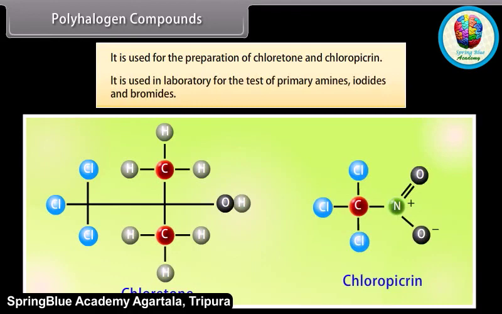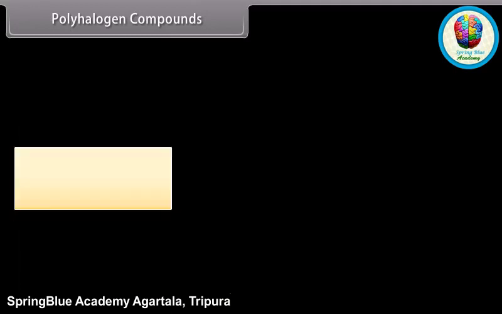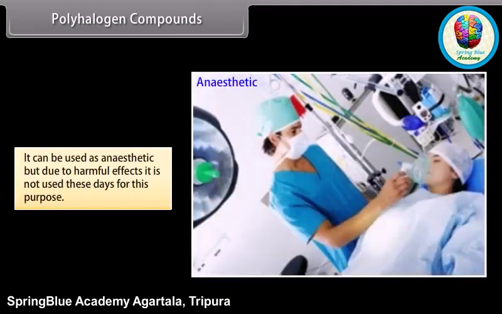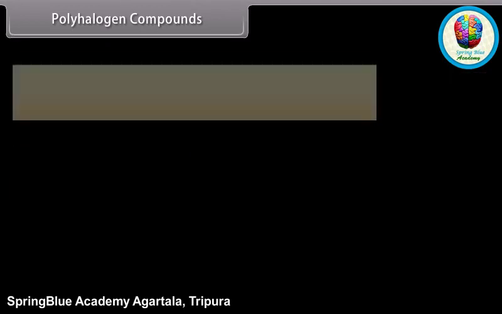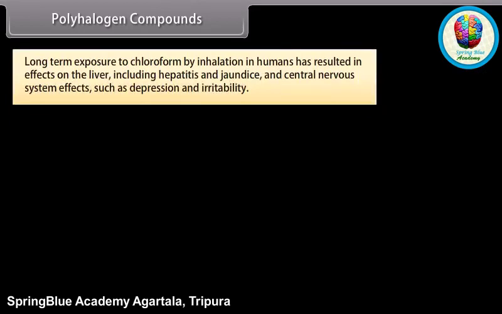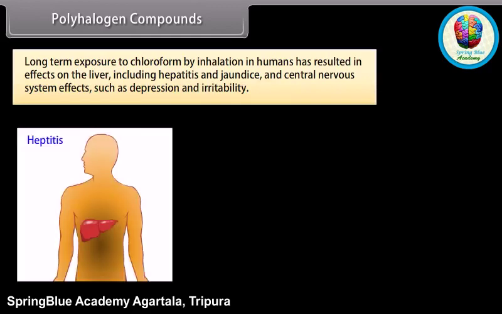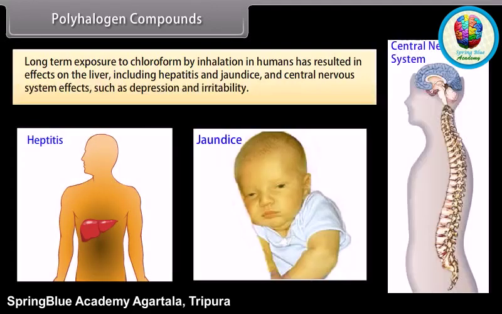It is used in the laboratory for the test of primary amines, iodides and bromides. It can be used as an anesthetic, but due to harmful effects it is not used these days for this purpose. Long-term exposure to chloroform by inhalation in humans has resulted in effects on the liver, including hepatitis and jaundice, and central nervous system effects such as depression and irritability.